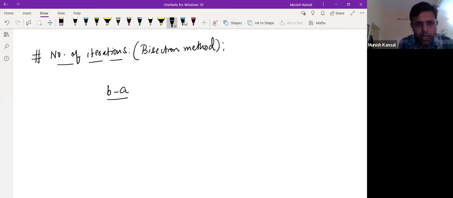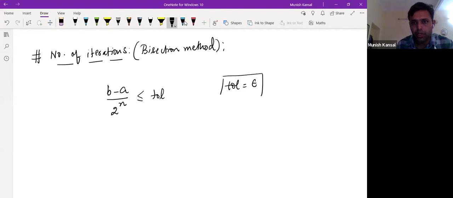So after n number of steps, let us say your length of the interval becomes (b minus a) by 2 to the power n, right? So n is the number of steps. After n number of steps, you see that the length of the interval becomes this. Now I want that this should be less than the tolerance, right? You can take the tolerance as, say, epsilon here. This is generally given in the question, or you can say this is user defined, right? Now what we do, we try to estimate the number of iterations using this relation.